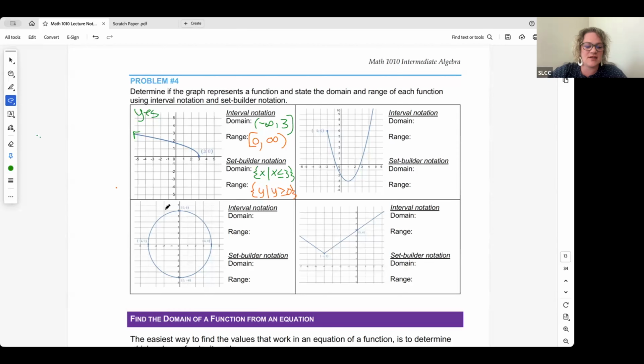So is this a function? Boom. Vertical line test? No, it's not a function.